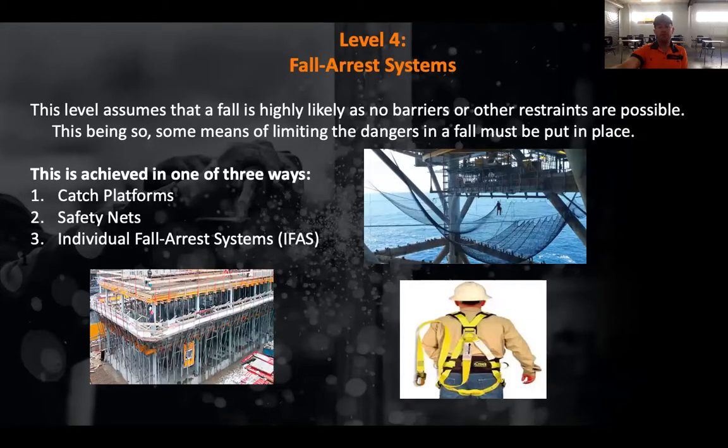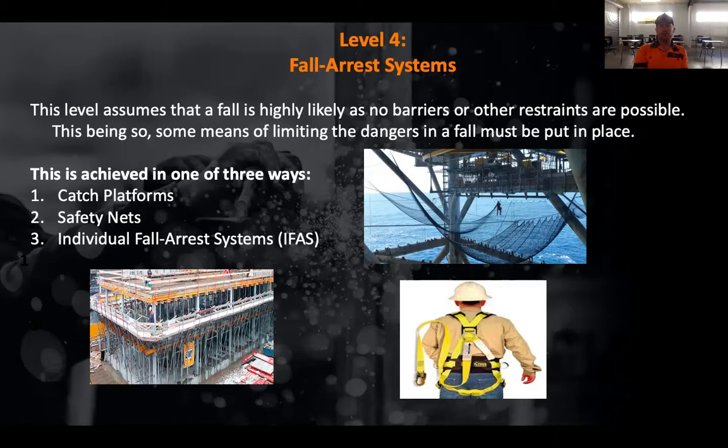Level 4, fall arrest systems. This level is assuming that the fall is highly likely, and no other restraints are possible. As we're getting further down this hierarchy, we're getting less and less effective. So when you're in fall arrest, you are acknowledging the fact that there's no other option but to work in a way that allows you to possibly fall off the edge. This is definitely a high risk activity. It requires a SWIMS, job safety analysis, and also you will be required to do a rescue plan so that everyone involved understands the process of how you can be rescued.